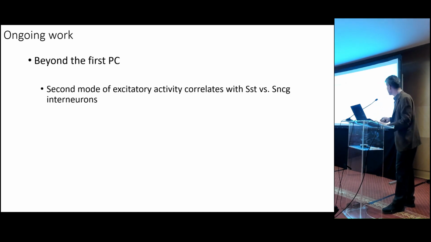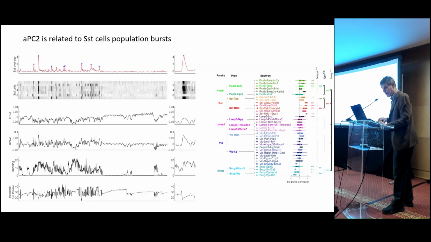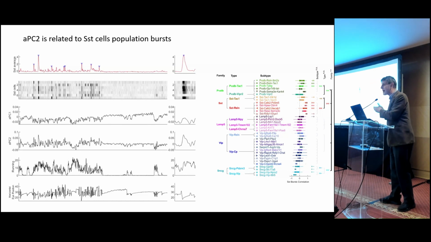Of course, there's more going on, and it seems like what we're seeing is a second mode of excitatory activity in vivo that correlates with a different transcriptomic axis, which is specifically between somatostatin and SNCG interneurons. So if we look here, this is a piece of data where you're seeing all the different behavioral traces at the bottom. But here we have the activity of the somatostatin interneurons. And you can see they're firing in these very discrete and rare bursts, as you see in the average here.